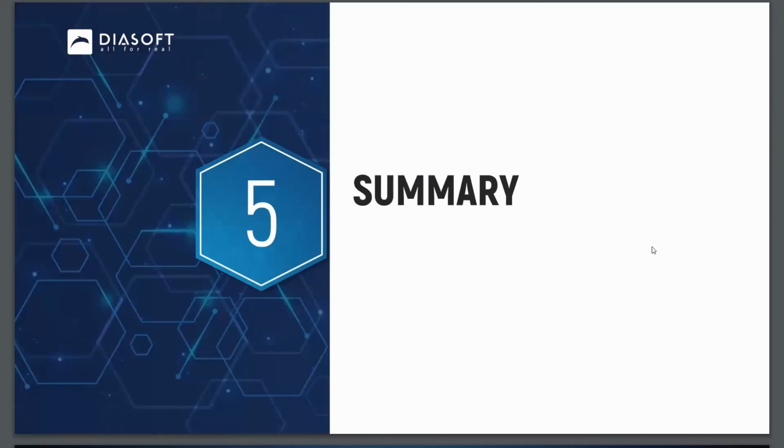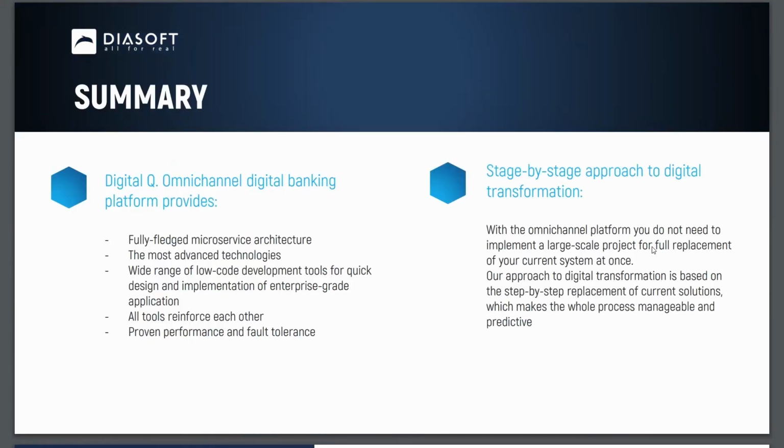Let me summarize all said above. The Omnichannel platform is a fully microservice platform. All its components are microservices, starting from the front end to all functional microservices. The platform provides a wide range of low-code development tools that allow customers to develop the functionality built on the platform. All tools complement each other and interact with each other.